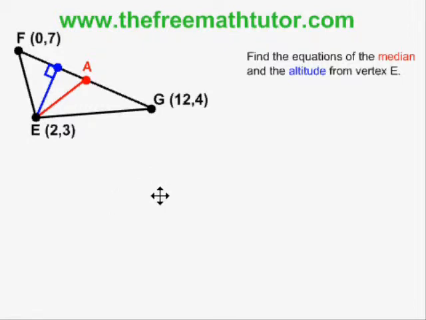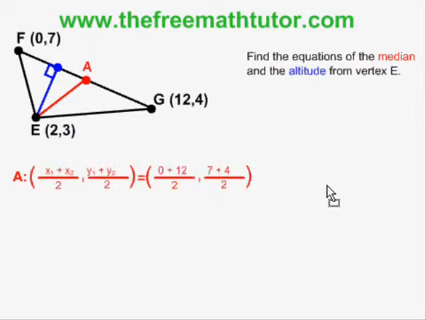The first thing we have to do to find the equation of the median is to find the x and y coordinates of point A. Since point A has to be the midpoint of side FG, we're using the midpoint formula. As I fill in the midpoint formula with the x and y coordinates of points F and G, it will look like this. We end up with 12 halves, 11 halves, or 6, 11 halves.